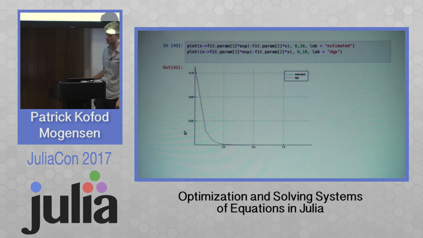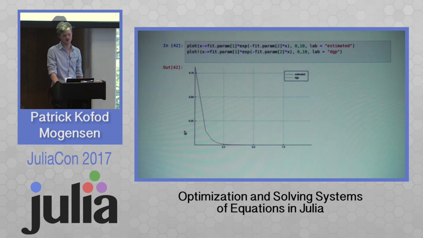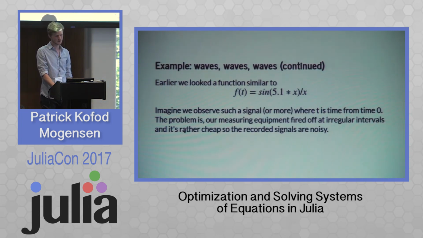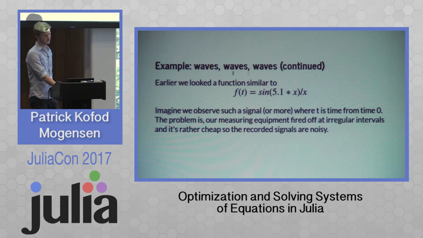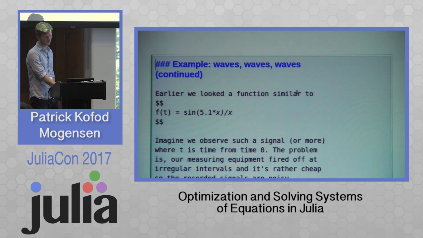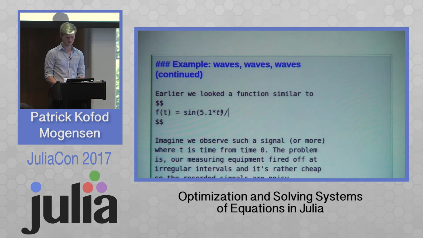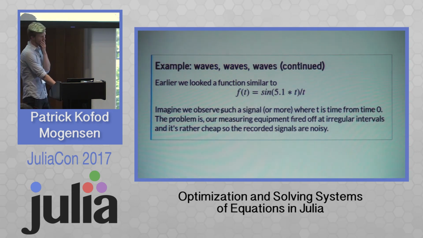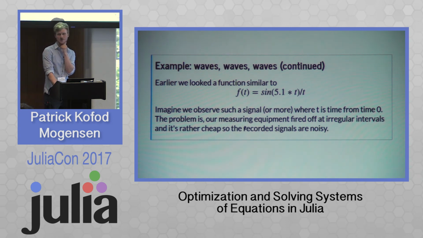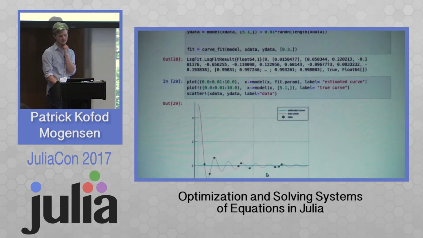So this was a quite simple problem, and we're doing quite well, but it was simple. In the beginning, I showed you a weird wavy function, sine of x over x, that went like this and then phased off. Maybe we observe some signal generated by this function, where there should be a t in here. We have some measurements, but maybe our equipment is not that good, so we can't just trust our measurements exactly. So we want to use LSQ fit to estimate a model of these signals.